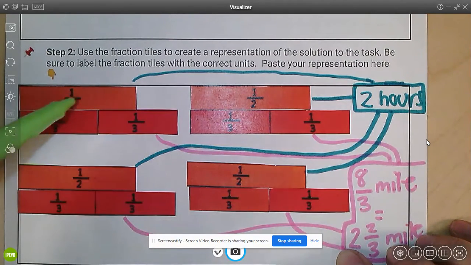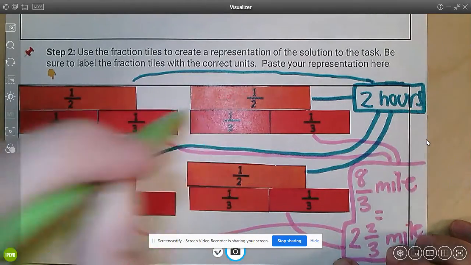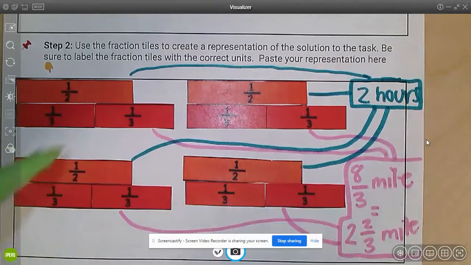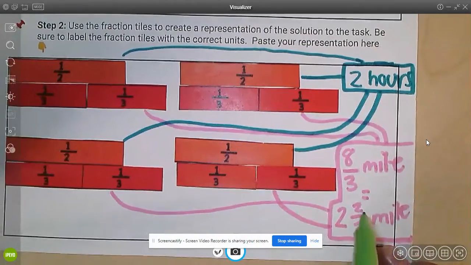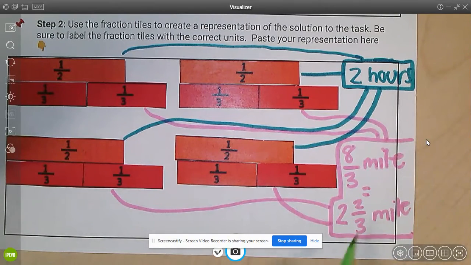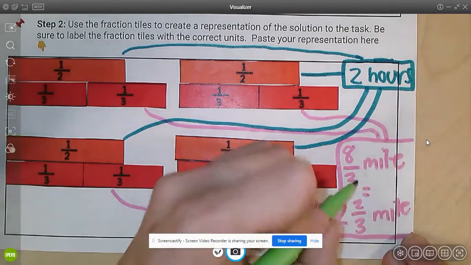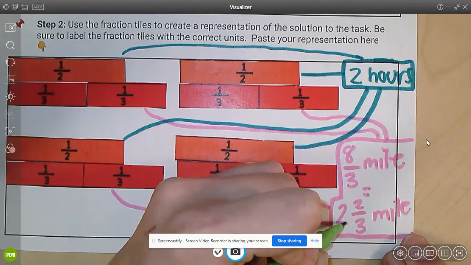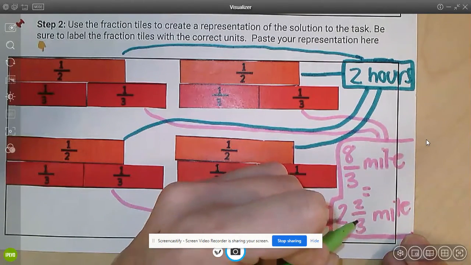For each 1/2 hour, I know the monkey swung 2/3 of a mile. So for every half-hour piece I put down, I put 2/3 mile pieces down. Since I have 4 of those, I ended up with 2/3, 4/3, 6/3, 8/3. So I ended up with 8/3 of a mile. The equivalent to that, if I were to simplify, would be 2 2/3 miles, right? Because 3 goes into 8 2 whole times, and then I would have 2 left over out of thirds.